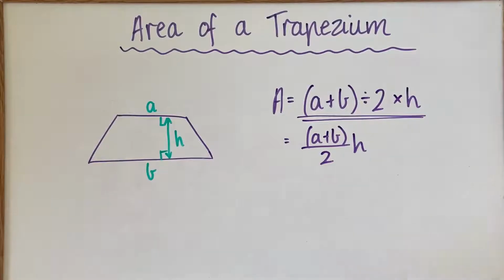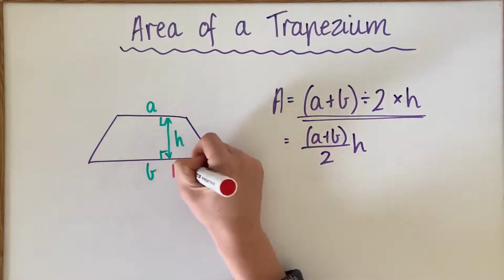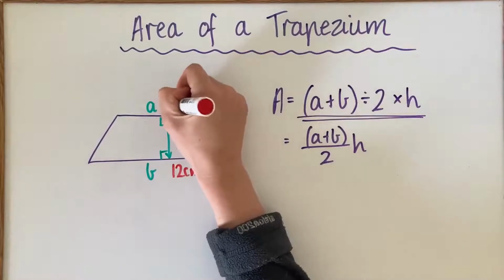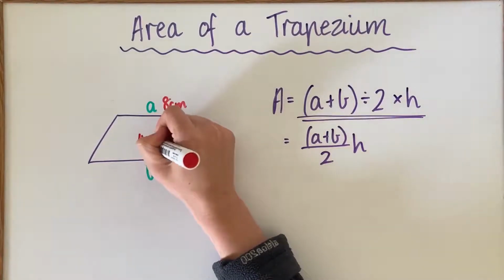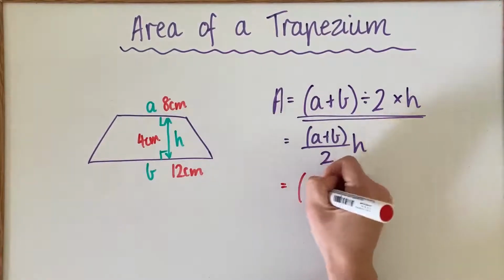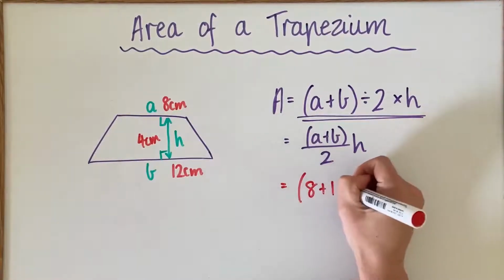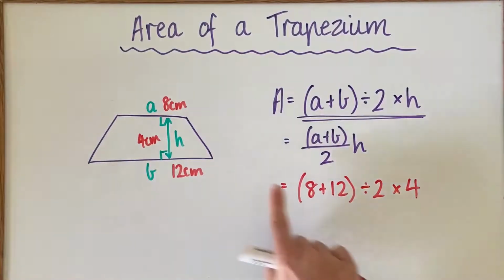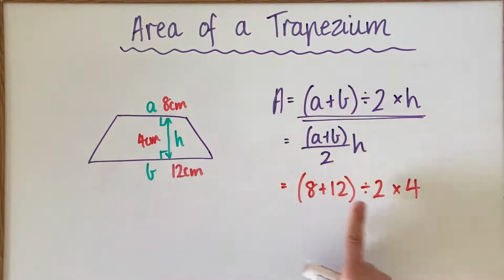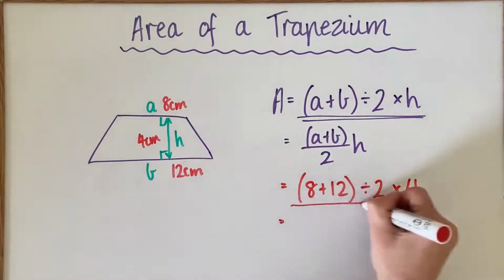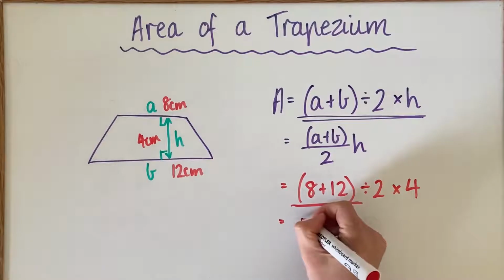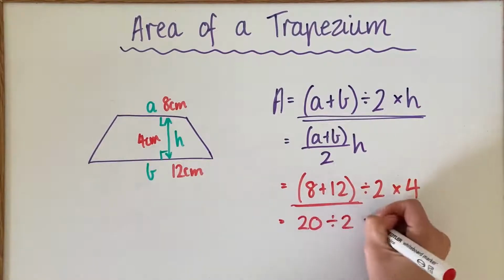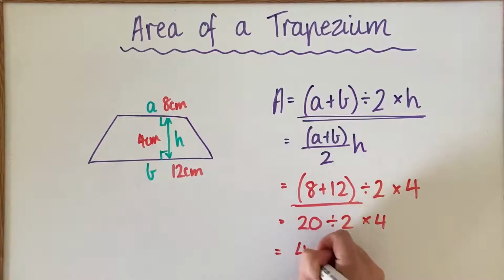So for this shape here, if this was 12 centimeters and this was 8 centimeters and this was 4 centimeters, what we would write for our formula is 8 plus 12 divided by 2 times 4. Okay, because 8 relates to A, 12 relates to B, we're halving it, and then we're also timesing it by the height. Okay, it's really important that you do this part in the brackets first, so that would make that 20 divided by 2 times 4, which is going to be 40 centimeters squared.